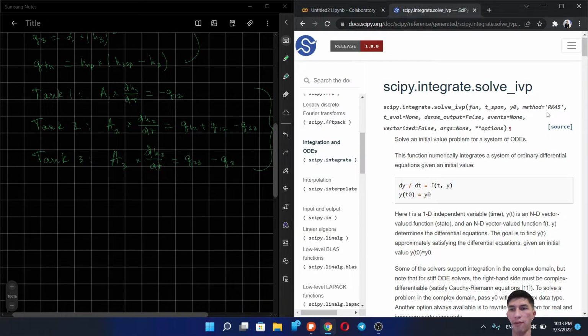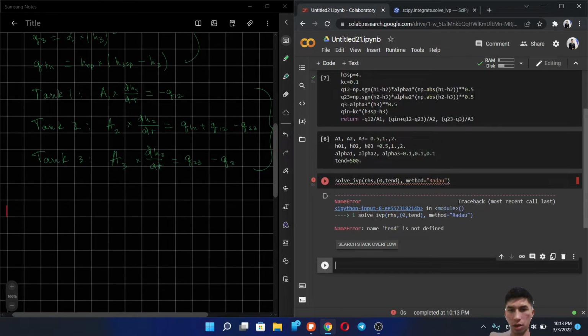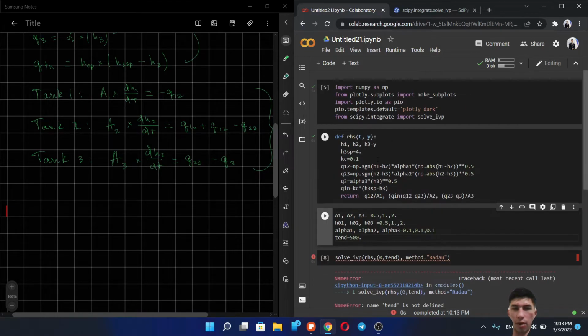What else? Here we have our method. We're going to use the method of Radau, R-A-D-A-U, yes. Here we have the method. This should be fine. Oh, I see we forgot to close the parentheses. Now if we run this, we should get the solution up to t end. Oh, I didn't run this.